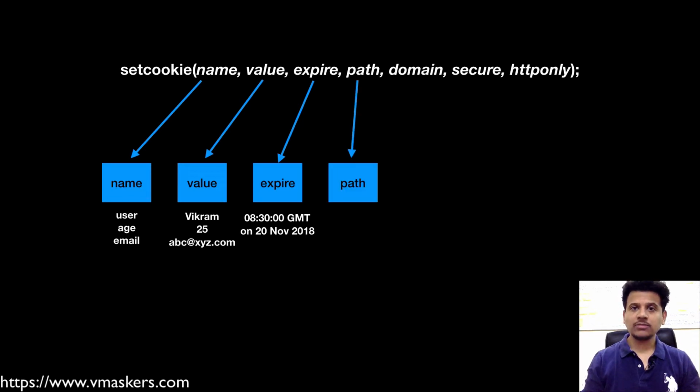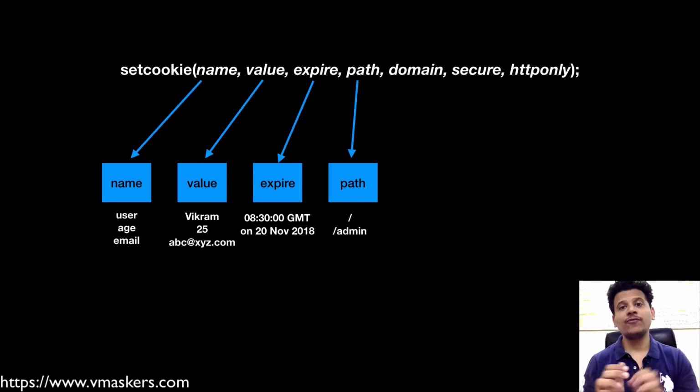Next is the path. This specifies the directories for which the cookie is valid. So slash will permit the cookie to be valid for all the directories and slash admin will only permit the cookie to be valid for slash admin directories. So the browser will not send the cookie for requests to any other directories. For example, if the path of a cookie is set to slash admin, that cookie will not be sent to the user or downloads directory.